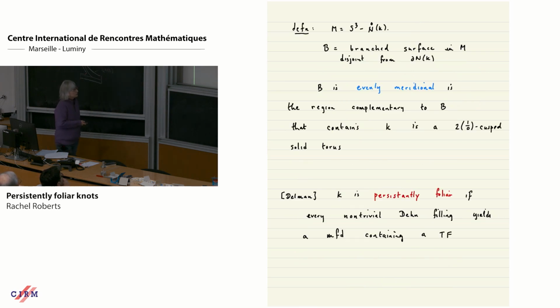And so persistently foliar was, well, actually Delman, a long time ago, instead of taut foliations, we wanted genuine laminations. And so it was much more exciting if something was persistently lamina, which is the term that Charles originally introduced. But persistently foliar if every non-trivial Dehn filling yields a manifold that contains a taut foliation. And there are variants of this definition floating around because maybe we want to restrict attention to foliations that are transverse to the core of the Dehn filling.